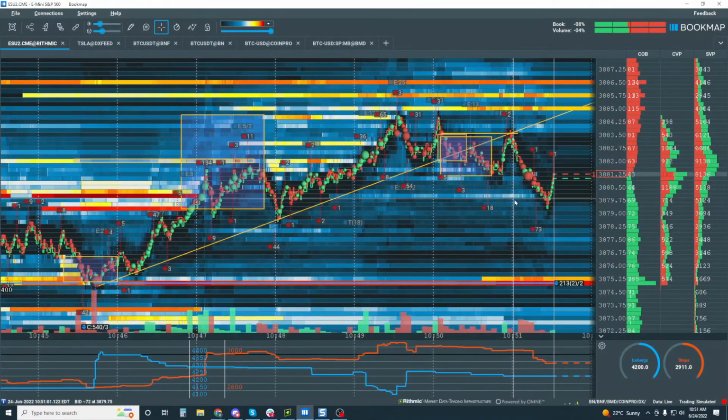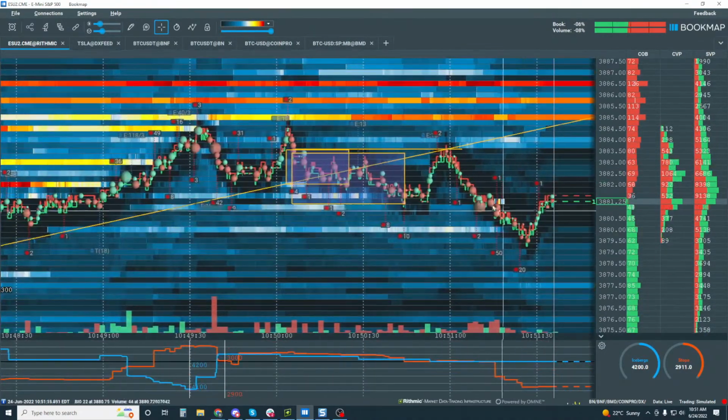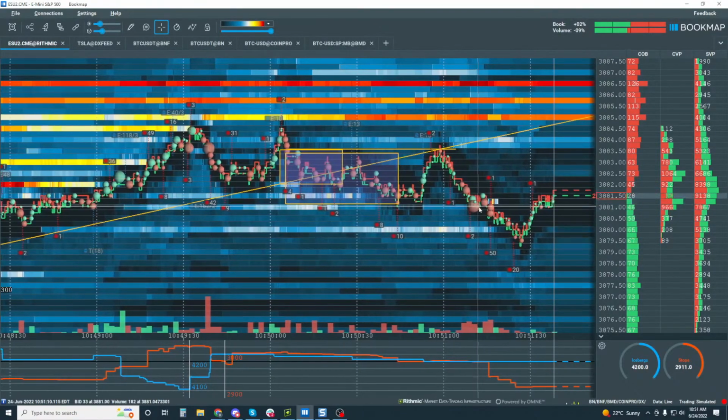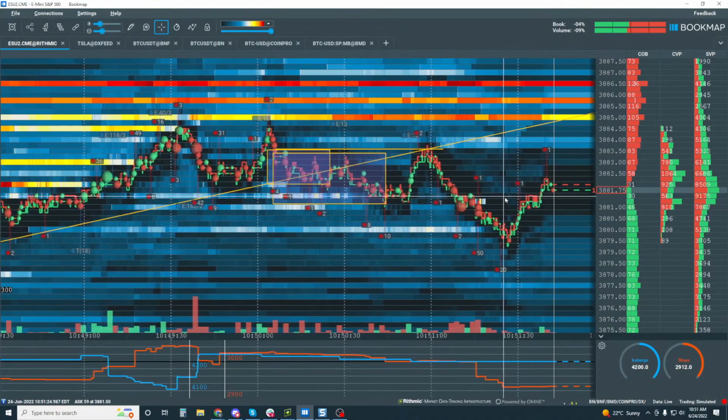Okay, kind of tough reads at the moment. We did break that. We do see the selling in here. It's not the cluster selling here though. It's not down here. Here we go. All right, so we're above these sellers here.